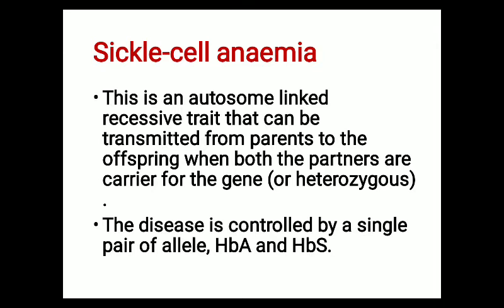genetic disorder. Mainly what happens in sickle cell anemia is a change in the shape of hemoglobin. The normal shape of hemoglobin is a biconcave disc-like shape, but if any person suffers from sickle cell anemia, then the shape of the RBC becomes sickle shaped. And this sickle cell anemia is an autosomal recessive disorder.